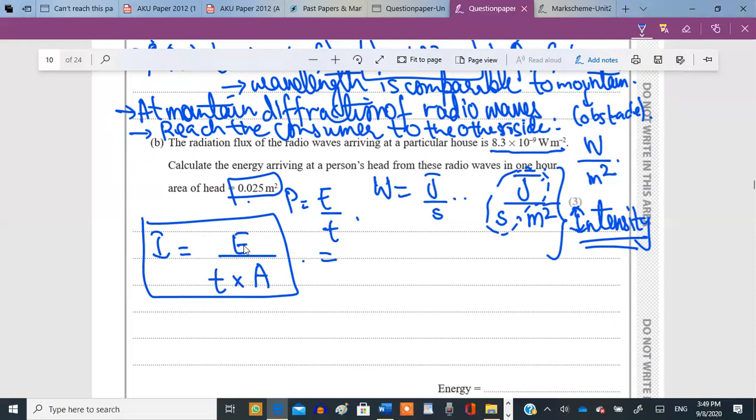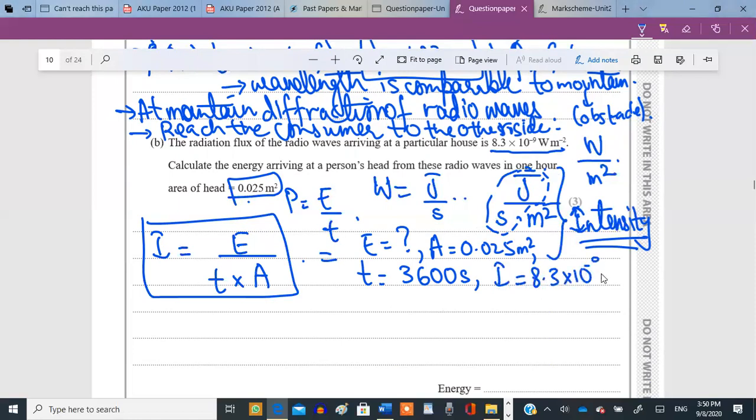They want us to calculate the energy. The area of the head is given to us, it is 0.025 meters squared. The time is given to us, it's 1 hour. 1 hour means 3600 seconds. You have to convert it to seconds because you have to do the calculations in SI units. And then you have the intensity as well, which is 8.3 times 10 raised to the power of minus 9 watts per meter squared. Now you have everything. You just use this formula, plug in and get your answer.